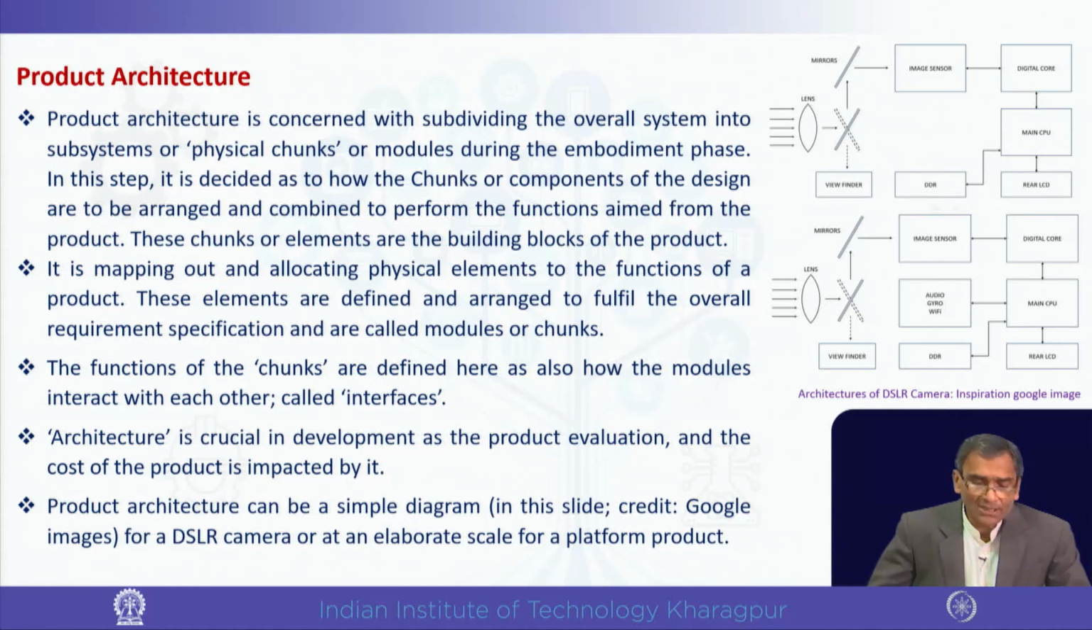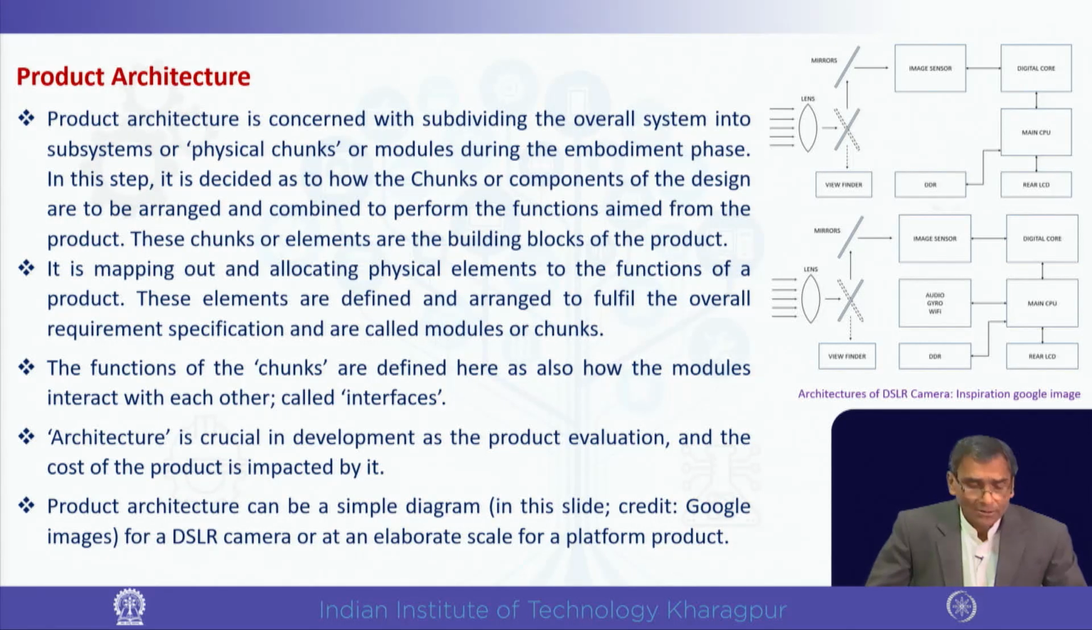The functions of the chunks are defined here, as also how the modules interact with each other, called interfaces. When there are different modules, the modules should be able to interact between them. Say, when I am pushing the shutter in a camera, the flash should work. Those are the interfaces or interconnections, and the components interact through these interfaces. That is also a part of architecture: breaking down modules, and how the modules are connected, related or interfaced.